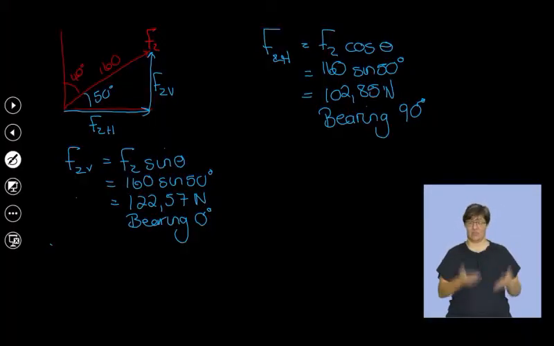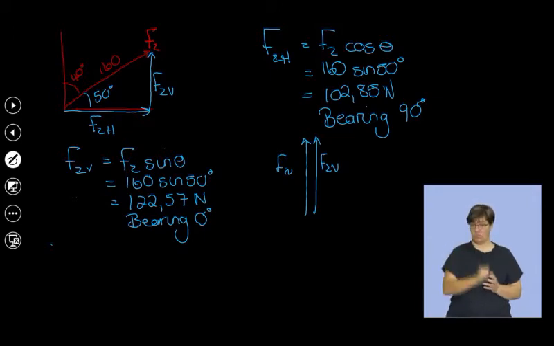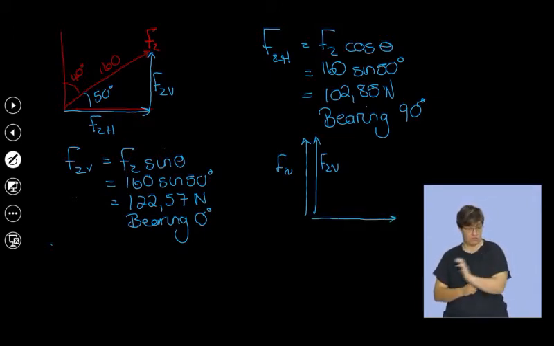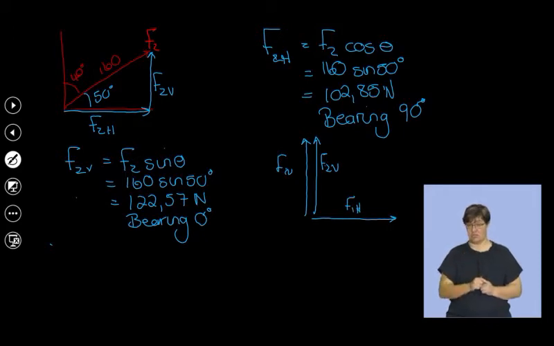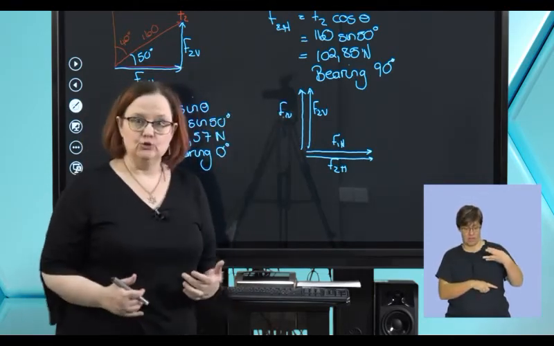Okay, so what we have found out is this. We have a vertical component from the first force that's bearing 0 degrees, going up. We have a vertical component from the second force that's also going upwards. We have a horizontal force from the first one, which is going 90 degrees, and a horizontal force from the second one that's also going at 90 degrees. Now, I've drawn them the same size, but they're not the same size. I'm not worried about that. It's about the direction.